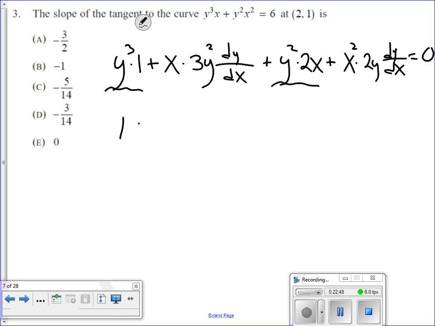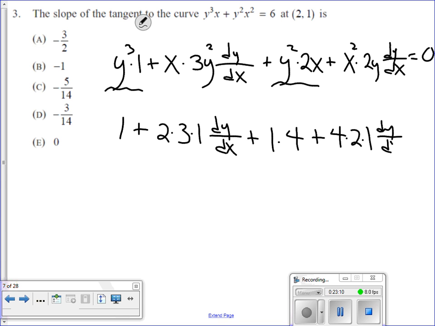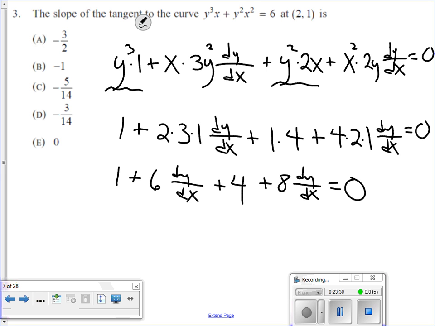So 1 cubed is 1 plus 2 times 3 times 1 squared, that's 1, dy/dx, plus 1 squared, that's just 1. 2 times 2 is 4. Plus 4 times 2 times 1 dy/dx equals 0. At least the numbers aren't so bad. Let's see. So we have 1 plus 6 dy/dx plus 4 plus 8 dy/dx equals 0.